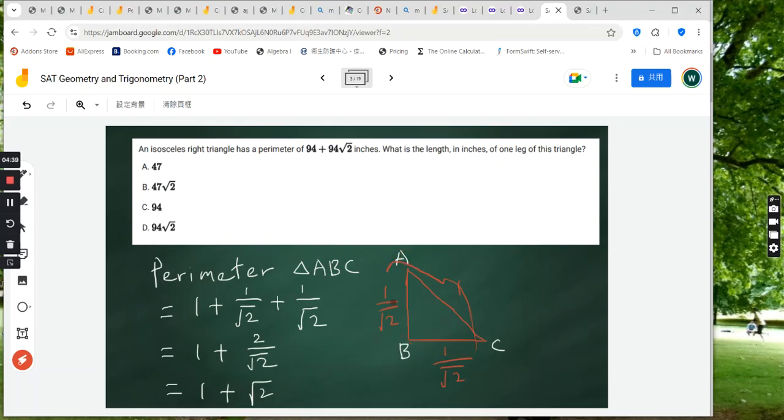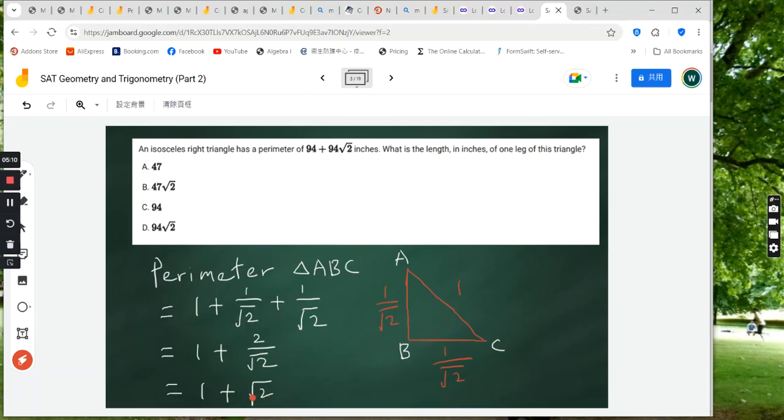when we have this triangle, the perimeter of this triangle we call ABC is the sum of all three. So 1 plus 1 over square root 2 plus 1 over square root 2 is 1 plus 2 divided by square root 2. And 2 divided by square root 2 is square root 2. So the perimeter of one such triangle is 1 plus square root 2.